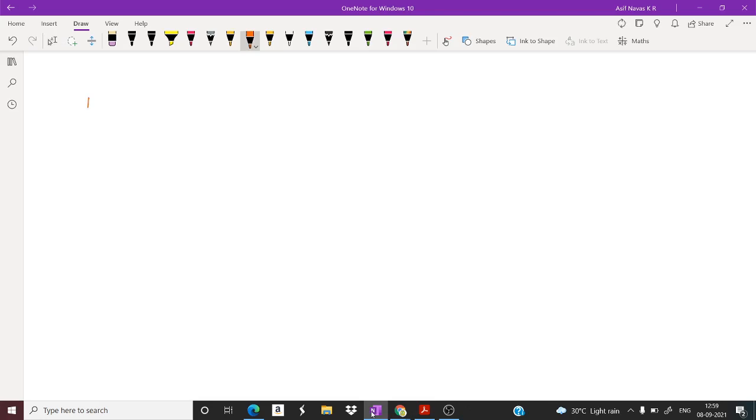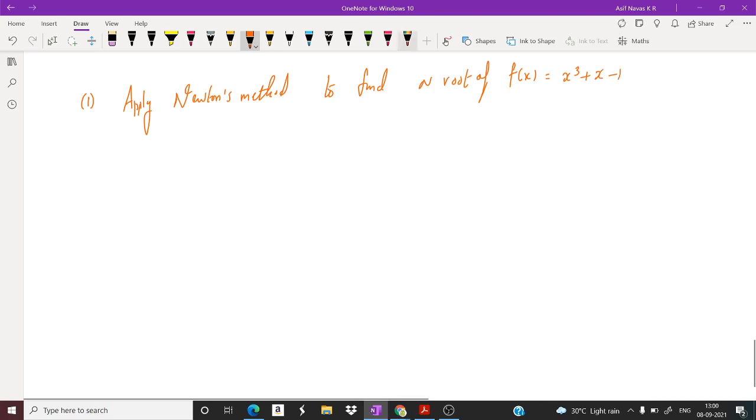Apply Newton's method, or the Newton-Raphson method, to find a root of f of x equal to x cube plus x minus 1. Here there are 3 roots because the degree is 3, so we can find any of the roots. For the solution, first you write down what f of x is. f of x is given as x cube plus x minus 1. This is a polynomial, therefore I can find f dash of x.